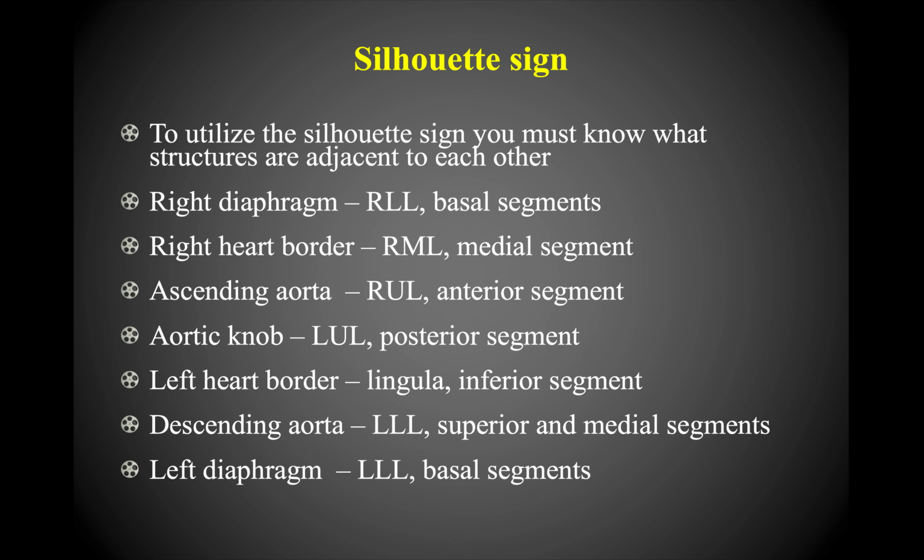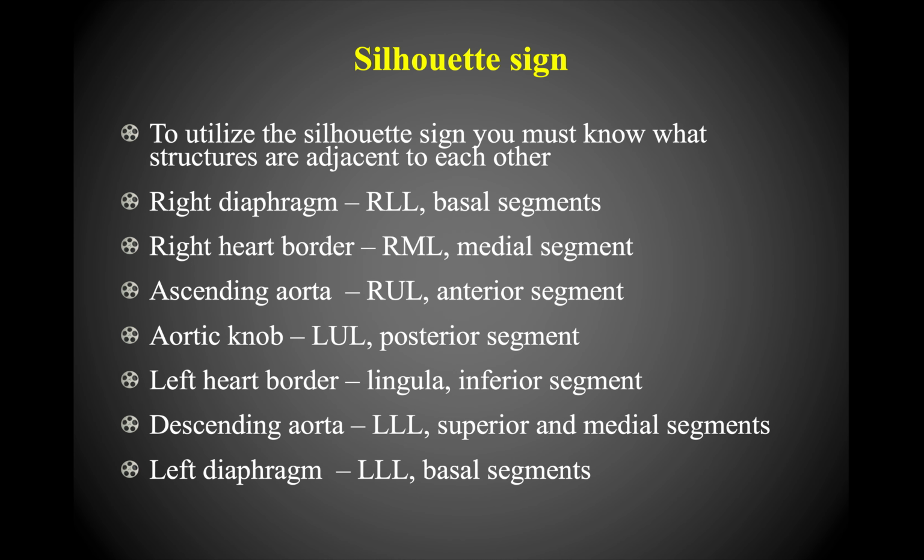So the right diaphragm is located adjacent to the right lower lobe of the right lung. So I'm just going to call that right lower lobe. And then the right heart border, so that's going to be the right atrium, is going to be located right next to the right middle lobe. The ascending aorta then is located right next to the right upper lobe.